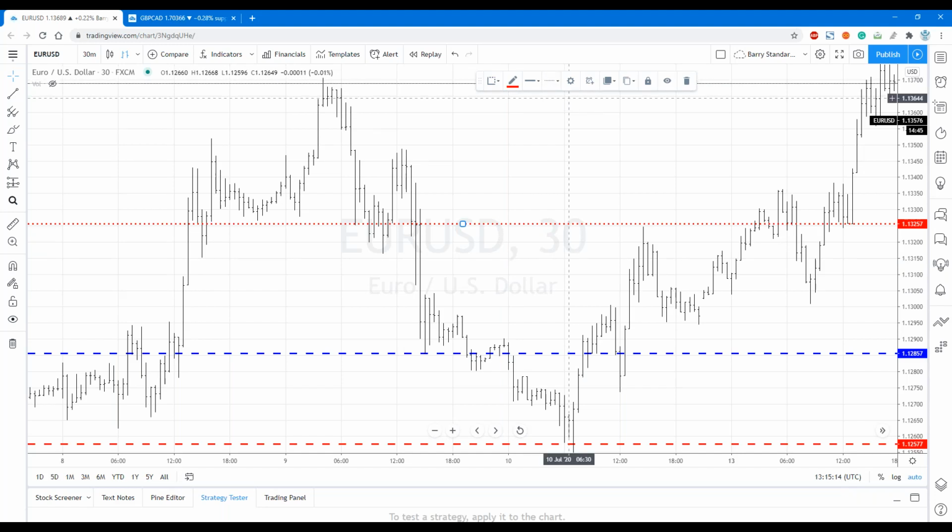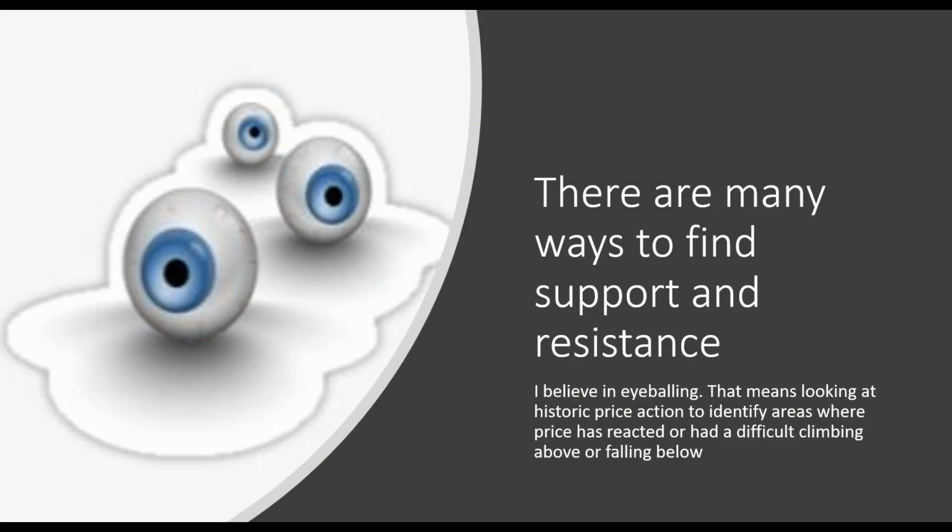There are major support levels and minor support levels. But what makes you better than that next trader is how you've put these on your charts, how you've interpreted them. So I come down to what I call eyeballing. It's a strange name. I came up with it. It's not a technical name.